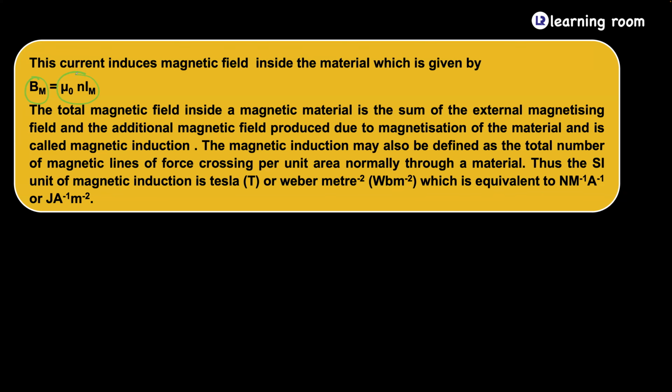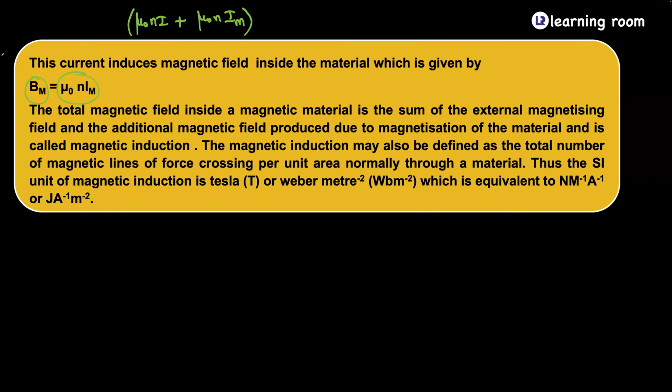So what are you supposed to write? The magnetizing field, which is mu naught N into I, plus the induced magnetic field, which is mu naught into N into Im, is what is called the magnetic induction. So this is what is mathematically called the magnetic induction. So is that point clear?